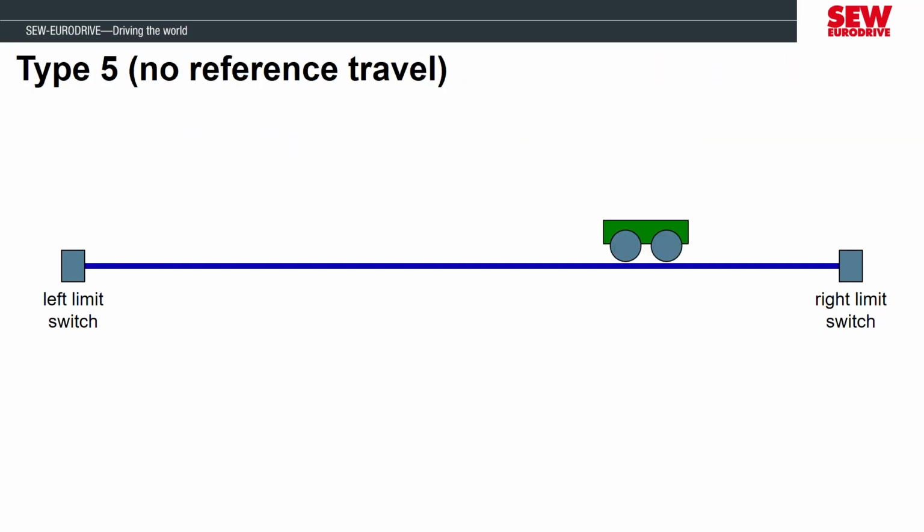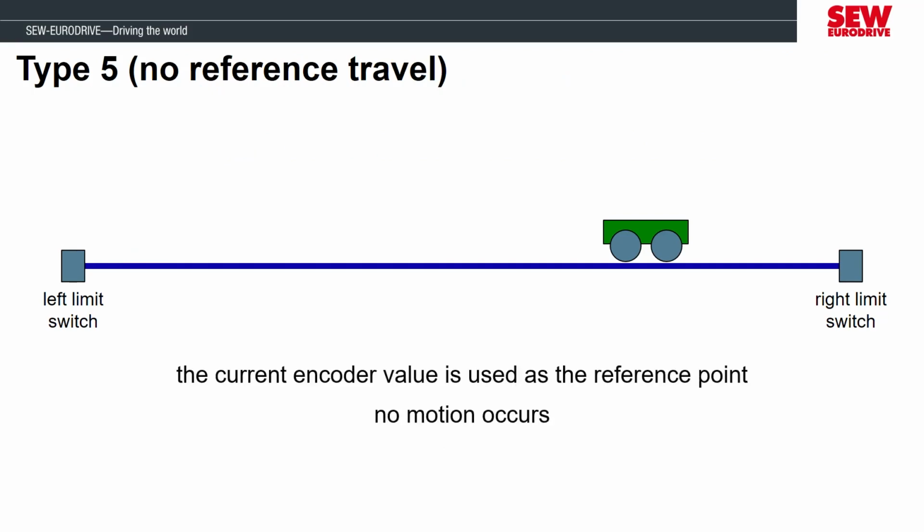The last two reference types we will demonstrate don't physically travel when the reference routine is started. Since these don't have a physical move that happens, we would have to manually move the equipment to the location where we want it to set the machine 0 position. So we would jog the equipment or put it in manual mode to move it where it needs to be.